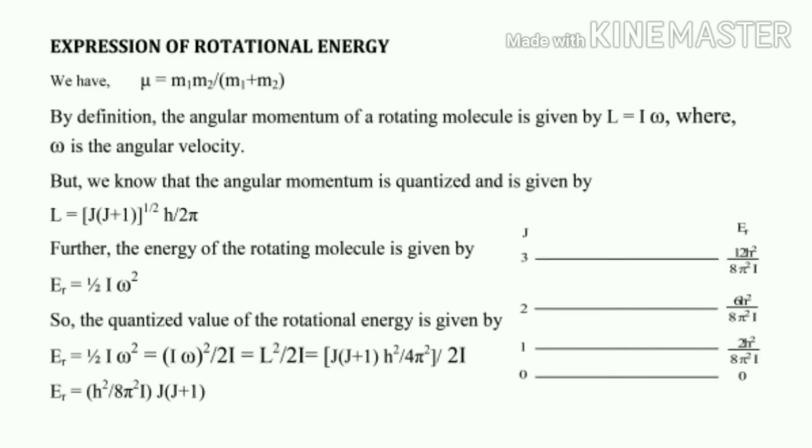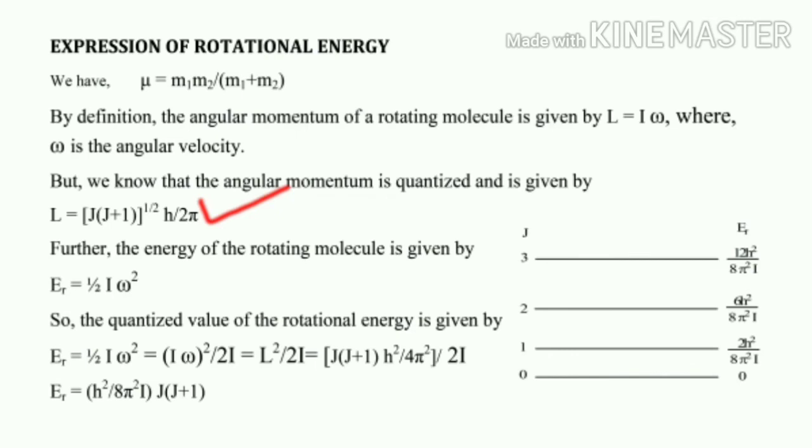So we have got the expression of reduced mass mu is equal to m1 m2 divided by m1 plus m2. By definition of the angular momentum of a rotating molecule, the angular momentum is given by L is equal to I into omega, where omega is the angular velocity. But we know that the angular momentum is quantized and is given by L is equal to square root of J into J plus 1 into h by 2 pi.